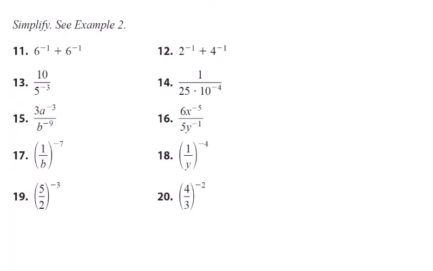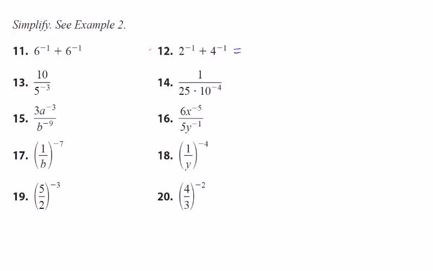Alright, so let's look at some more examples. So number 12 here, we have 2 to the negative first plus 4 to the first. And so before we can add, we have to evaluate the exponents, right? So going back to order of operations.